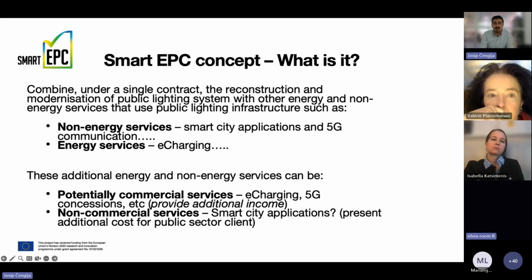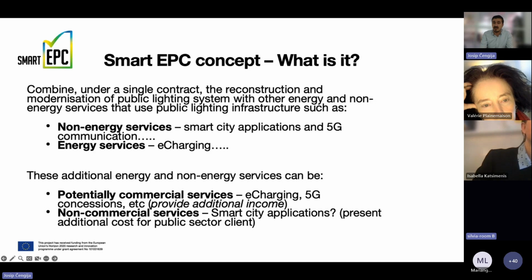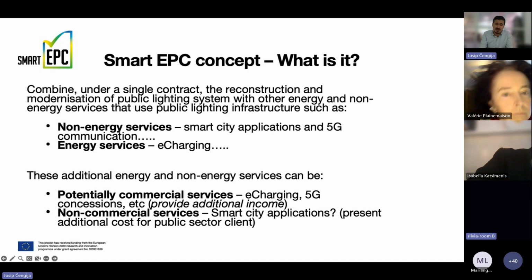Non-commercial services like smart city applications, of course, at this time have maybe less or no commercial value. That doesn't mean it will stay like that in the next 5 to 10 years. But at this moment, those non-commercial applications can be financed out of the additional savings that EPC will provide in maintenance. As we said, EPC must be repaid solely out of energy savings. And when we are talking about energy savings, we are not counting the savings in maintenance costs, which can then be used to implement sensors and other smart city applications that can upgrade the public service provided by public lighting infrastructure.